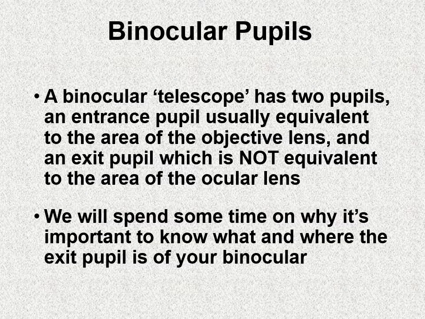Well, the binocular has a pupil size. But when it gets older, it doesn't change. It has two pupils. That telescope, that one side, has an entrance pupil, usually equivalent to the area of the objective lens, and an exit pupil, which is not equivalent to the area of the ocular lens. We'll figure out why that is. And we'll spend some time now on why it's important to know what and where that exit pupil is of your binocular.